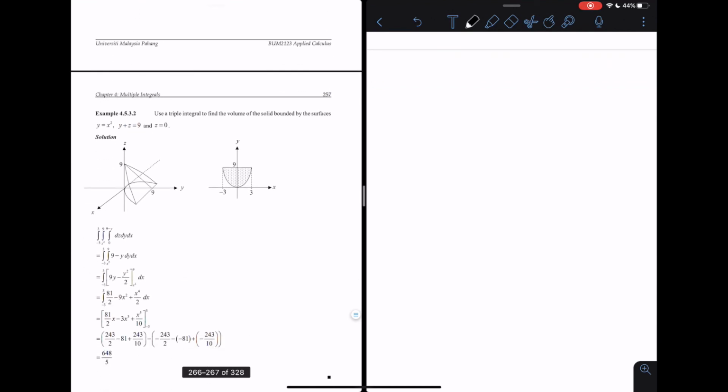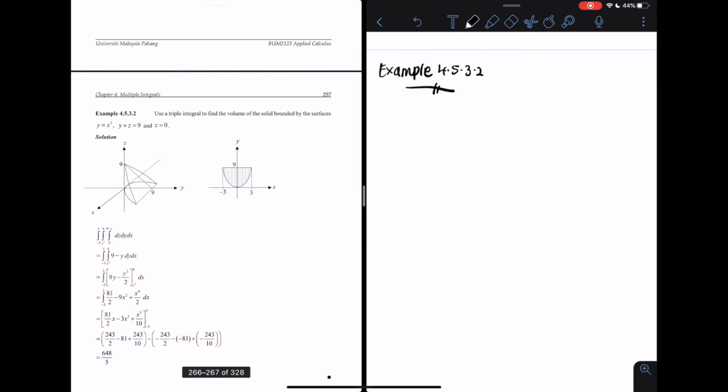Okay, this question asking you to determine the volume of the solid bounded by the surface y is equal to x squared, y plus z is equal to 9, and z is equal to 0. So right now, we are talking about example 4.5.3.2, and then what should I do with this question?